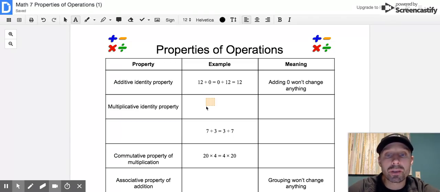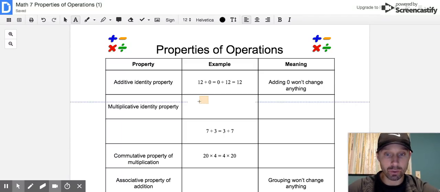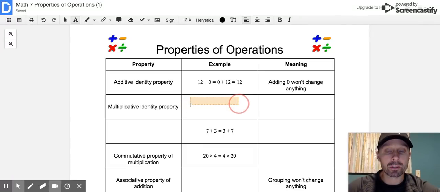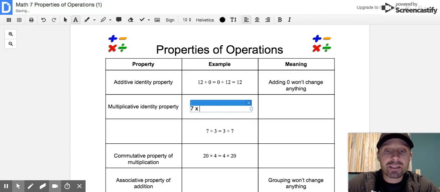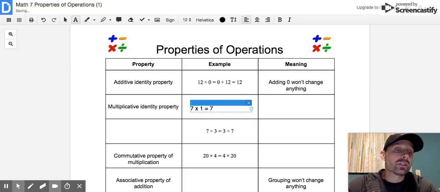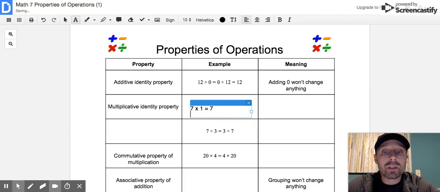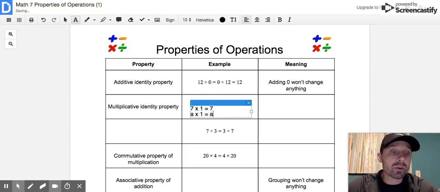You can see the first one was done for you, the additive identity property, which says that any number added to 0 will be that number. So adding 0 won't change anything. So the multiplicative identity property would say something like 7 times 1 will equal 7. So any number times 1 will give you that number. And if you want to think about that in terms of variables, a times 1 would equal a. So any number times 1 will give you that number.